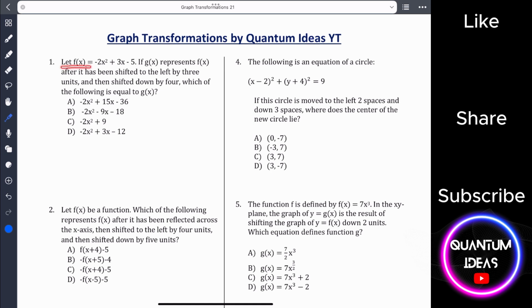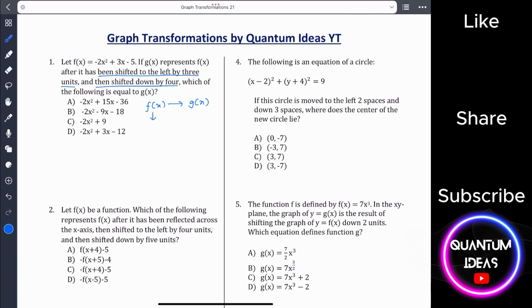Let f(x) equals minus 2x squared plus 3x minus 5. If g(x) represents f(x) after it has been shifted to the left by 3 units and then shifted down by 4, which of the following is equal to g(x)? Okay, so f(x) is the given function that becomes g(x) under the given condition. The given condition is that f(x) is shifted to the left by 3 units and then shifted down by 4. So let's apply the transformation.